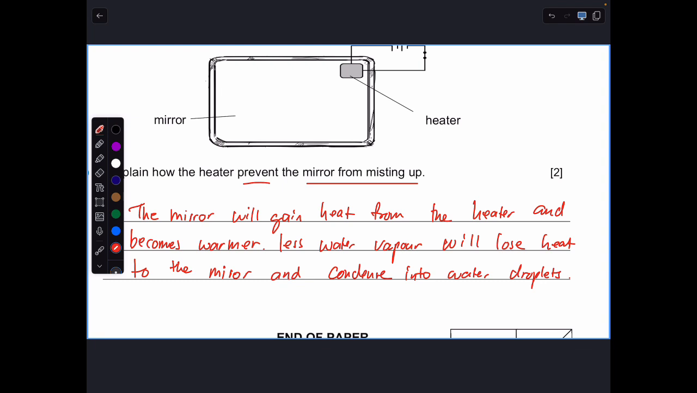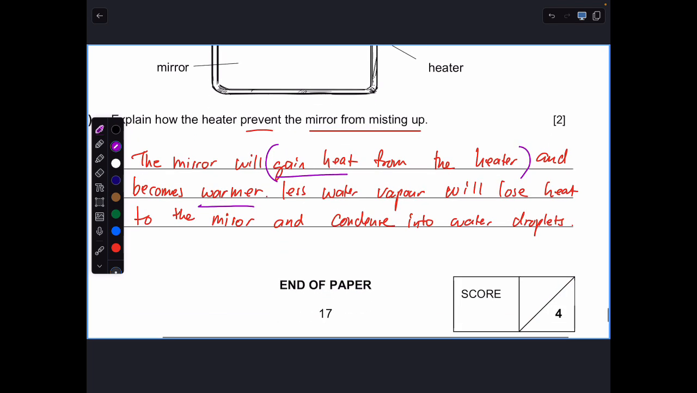So what do I need to see? Firstly, I need you to say gain heat from where to where. After that, you must tell me what the effect is. It becomes warmer. Then now that the mirror becomes warmer, what happens? Water vapor cannot lose heat, or loses less heat to it. Because of that, lesser loss of heat equals lesser condensation, equals less water droplets being formed. Alright, so we've come to the end.